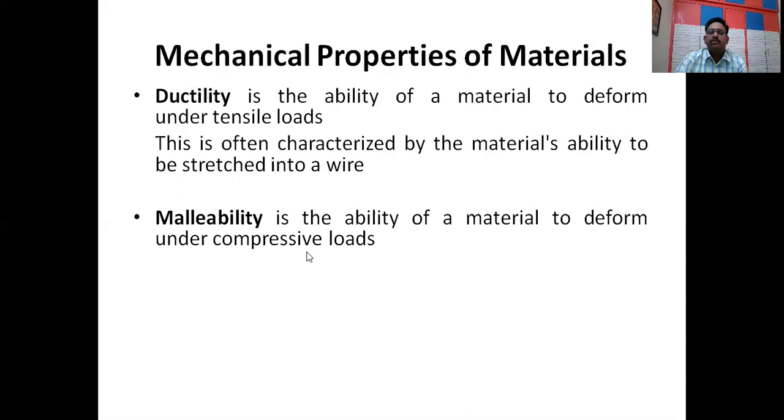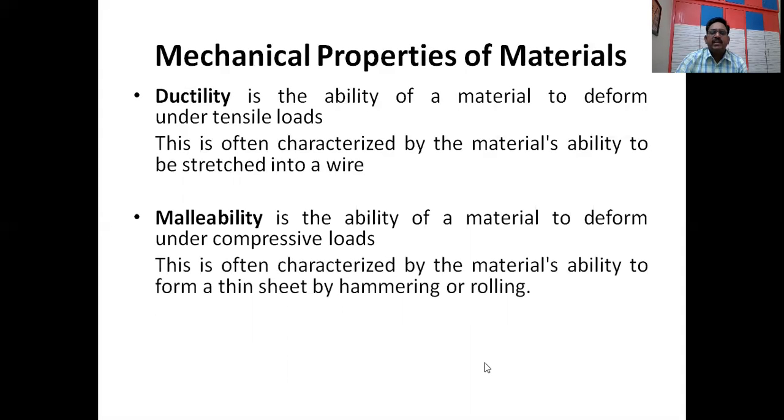So this is what we have. It is often characterized by the material's ability to form thinner sheets by hammering or rolling. If we want to make a thicker sheet into a thinner one, it should be compressed. It should be under compressive loads. When it is sent through rolls, it will become thin. That means it is subjected to compressive loads. So the ability to be made into sheets is nothing but malleability.